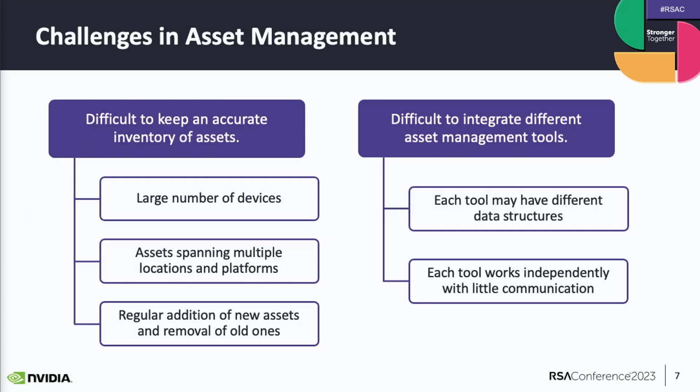The biggest challenge with asset management today is the scale. There are so many devices that are spread across different locations and platforms, and this number is constantly changing. New devices are being added and removed from the network at any given point of time. Moreover, the tools that we have at our disposal today often work in silos, and there is no good way to integrate all of that information.